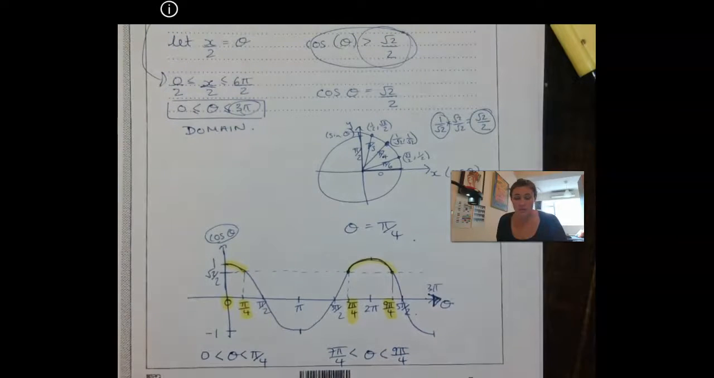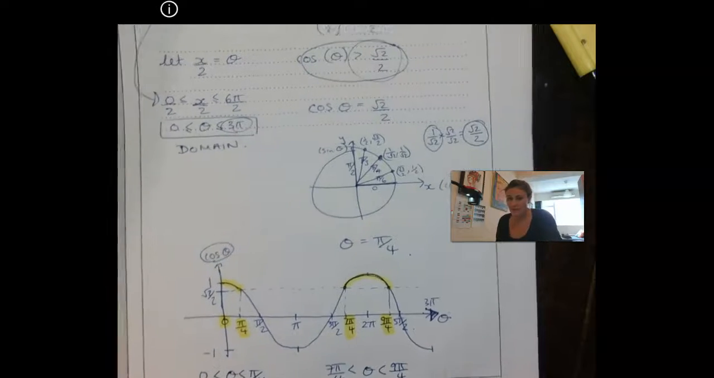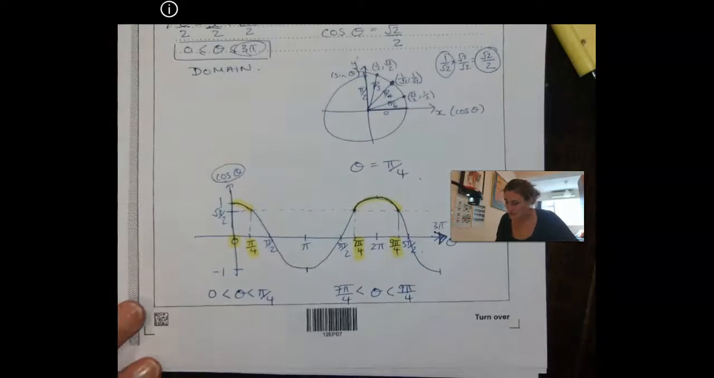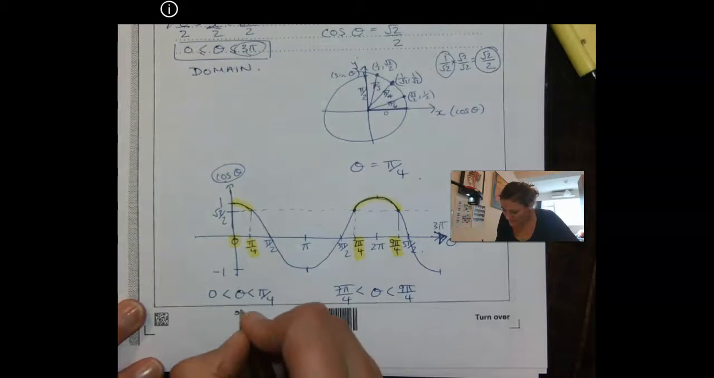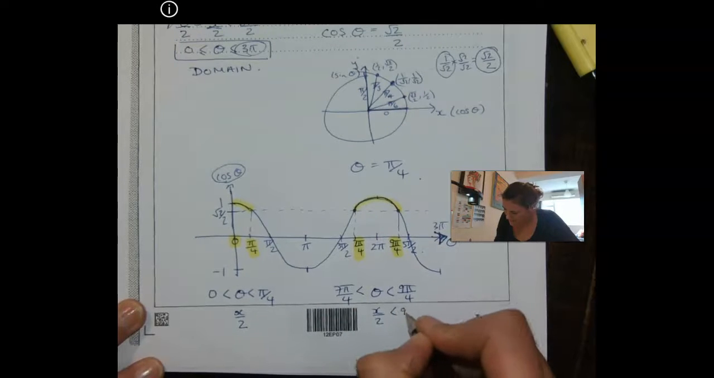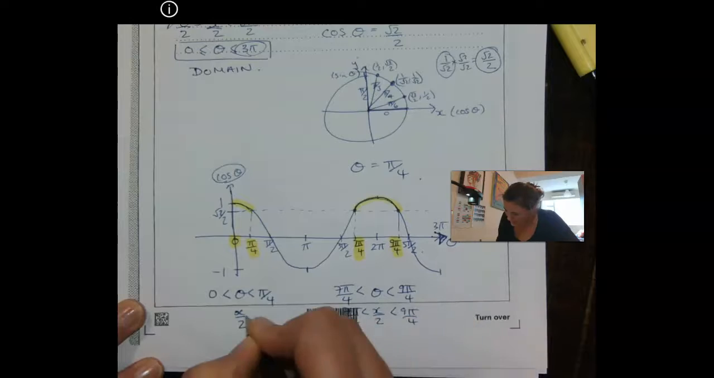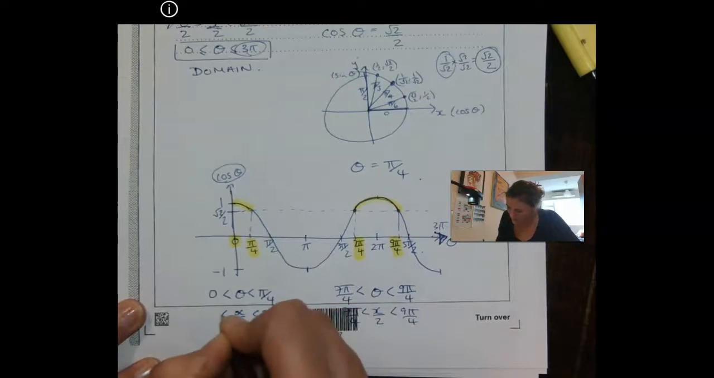Now, we've done a lot of work. It should feel like we're finished, but we actually need to give our values in x. So I need to change these back to x. So this is x over 2, and this is theta is x over 2. So I've got 9 pi over 4 and 7 pi over 4. Can't really see that, sorry. And then pi over 4 and 0.